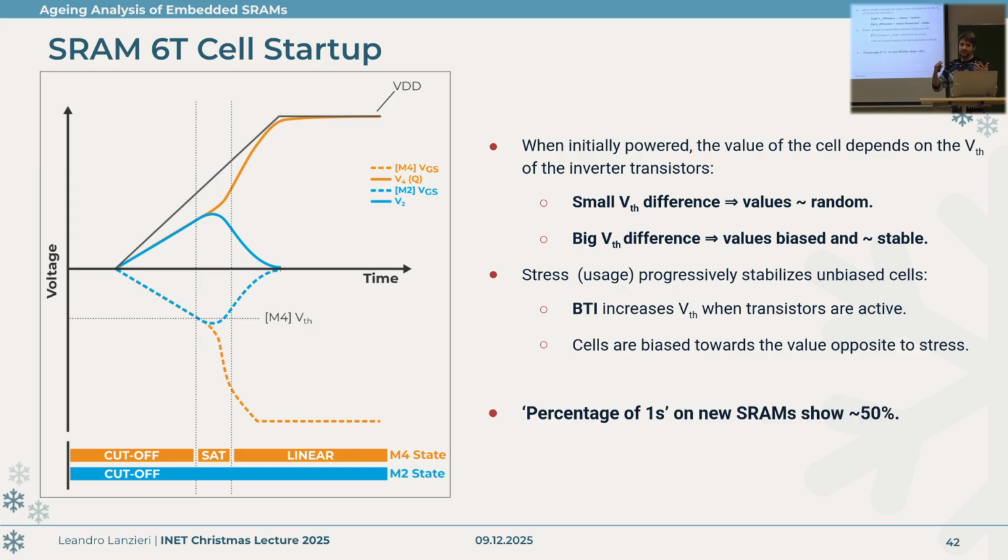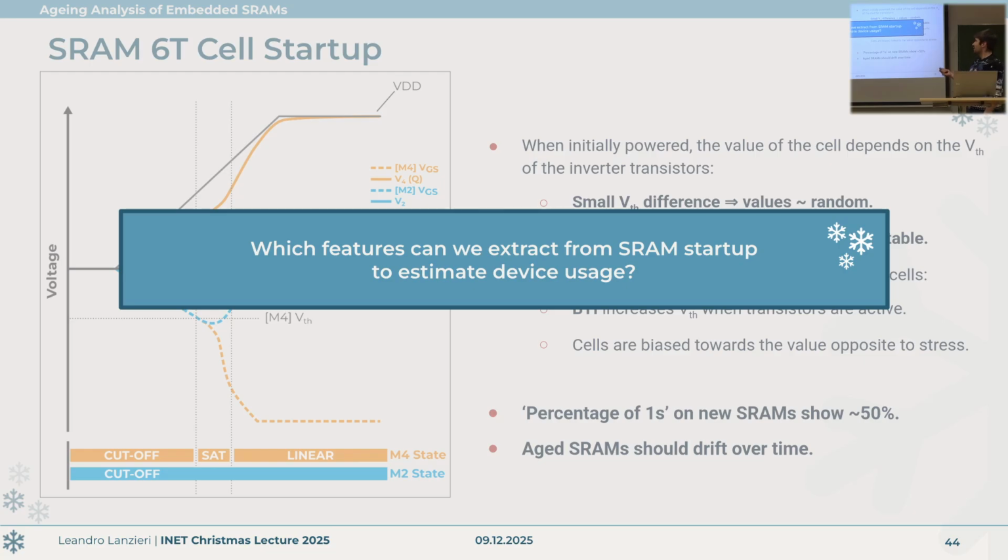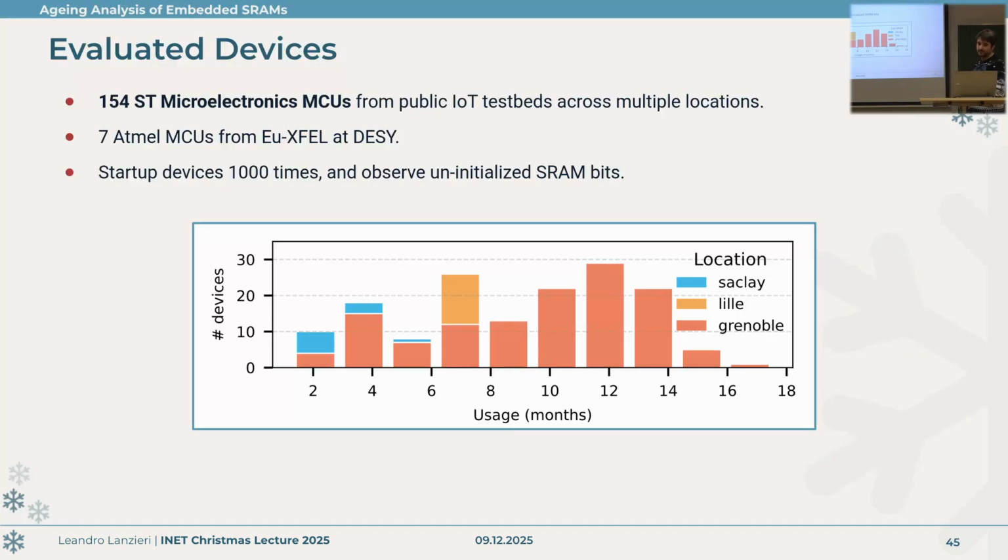So what's the thesis here that we want to see? In the beginning, we would expect a new SRAM to have around 50% of ones and 50% of zeros, and then as soon as it ages, it will drift from this and will be biased towards some value. This is the idea. So, how can we use this startup to extract features and detect the device usage? Well, that's what we're going to look at.